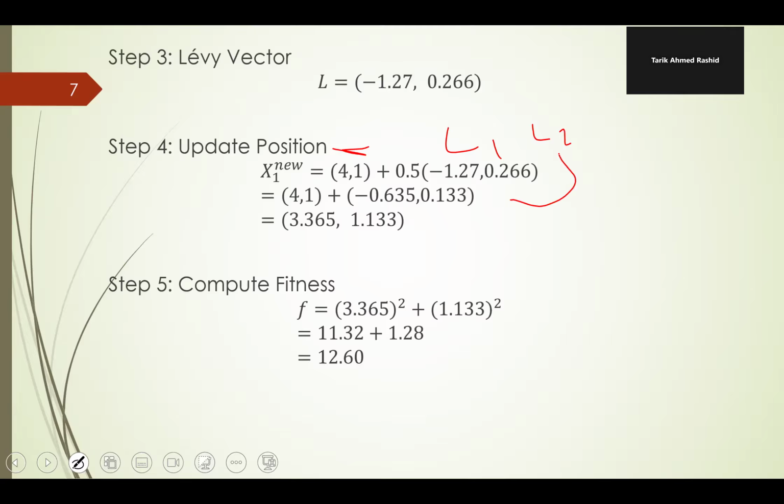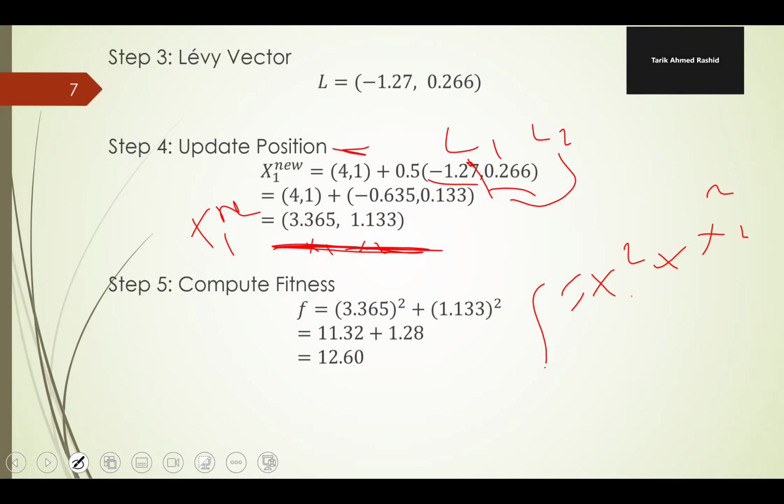So this is Lévy 2 and this is Lévy 1. This is Lévy 2. Now we find this result. That's x1 new. So x1 is this one and x2 is this one. Plug them into x1 square plus x2 square, f(x1, x2). So this square 12.6.